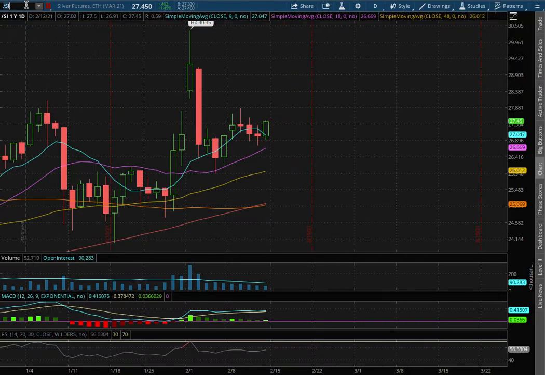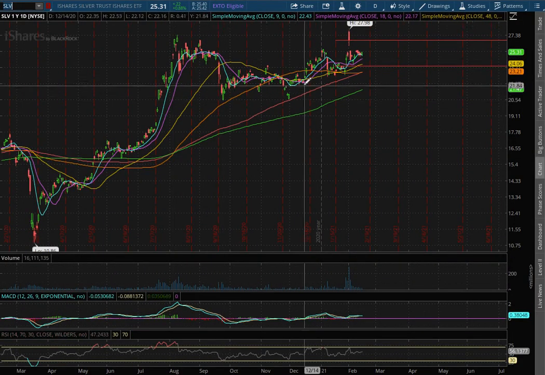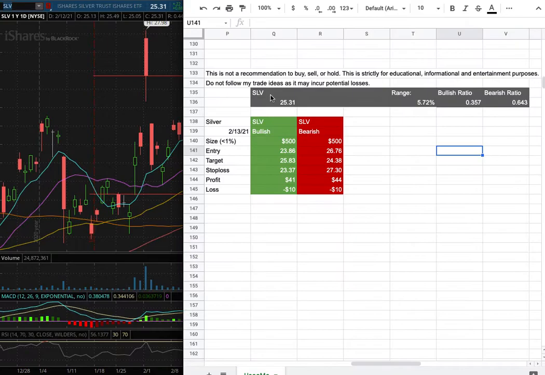And as for the trade idea of the week, I'll be trading SLV. My position size is less than 1% of my portfolio. My long entry is at $23.86, and that is this range here. My sell target is at $25.83, and my stop loss is at $23.37.